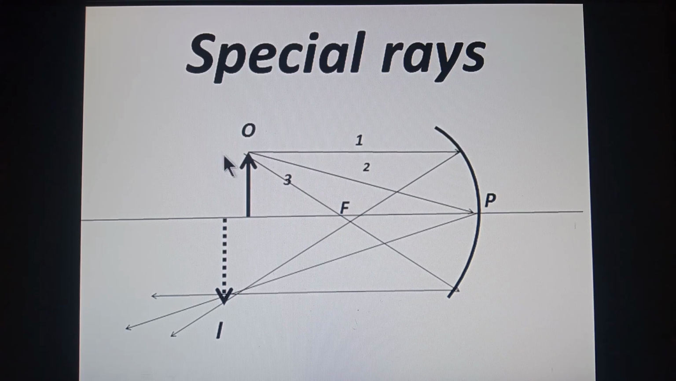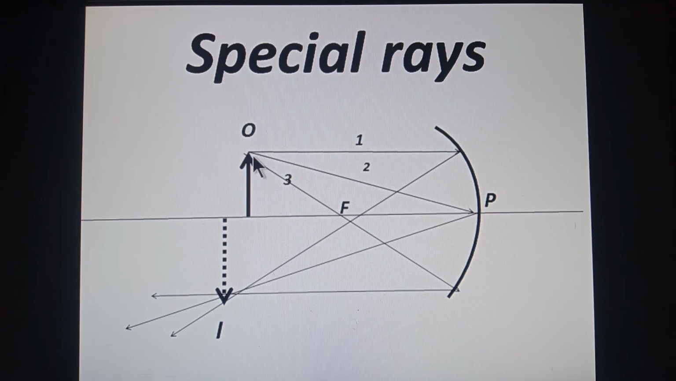Let us consider an object O placed in front of a concave mirror, where the mirror will form its image. For this purpose, we take three rays coming from the top of the object. Ray number 1 is coming parallel to the principal axis. When this ray is reflected from the mirror, it always passes through the principal focus. We call it ray number 1.